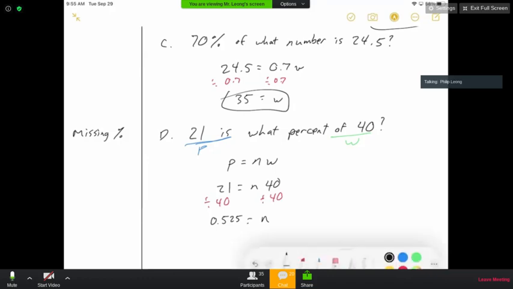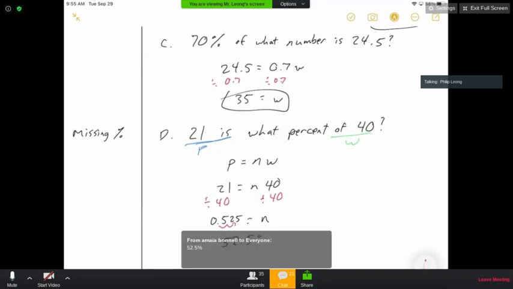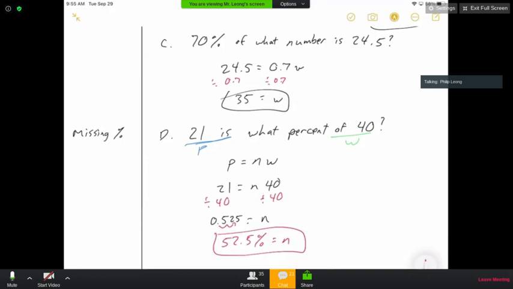So I need to do this. I need to move my decimal 1, 2 to get 52.5%. So some people like this method because they think it's a lot simpler. It's all one step, right? You just have to either multiply or divide. There's a little bit of decimal moving, and that's what confuses people.